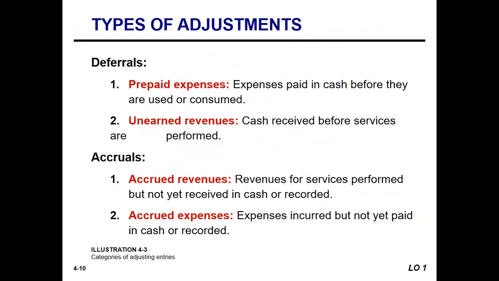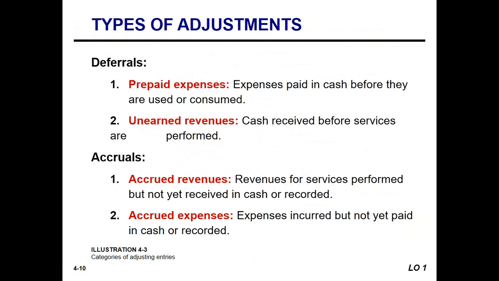There are two types of adjustments that we'll talk about. We'll talk about deferrals, and we'll talk about accruals. Silly words, huh? Deferrals means that we're going to postpone or delay these items. We're either going to postpone or delay the expenses, or we're going to delay recording our revenues.